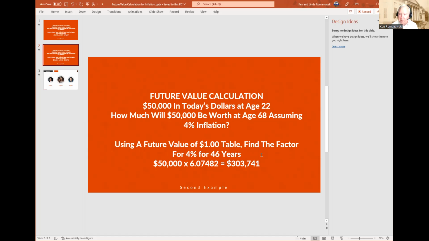Now, we'll be doing another calculation in another video, and hopefully this will give you a good enough idea of how you do this calculation for calculating the future value.